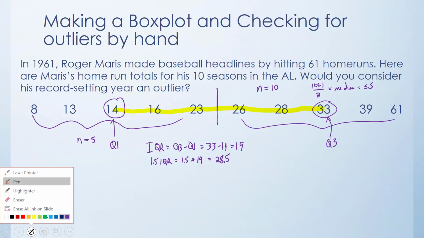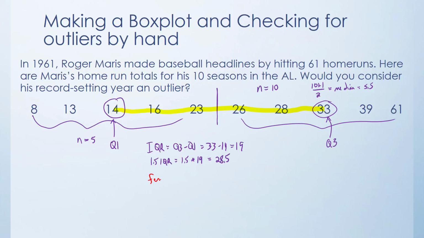Okay, so we need to calculate our fences. I'm going to change colors. So we've got our fences. We're going to calculate the lower fence: Q1 minus 1.5 times the interquartile range. So we've got 14 minus 28.5, which is negative 14.5. So there are no low outliers. In other words, there are no outliers on the low side.